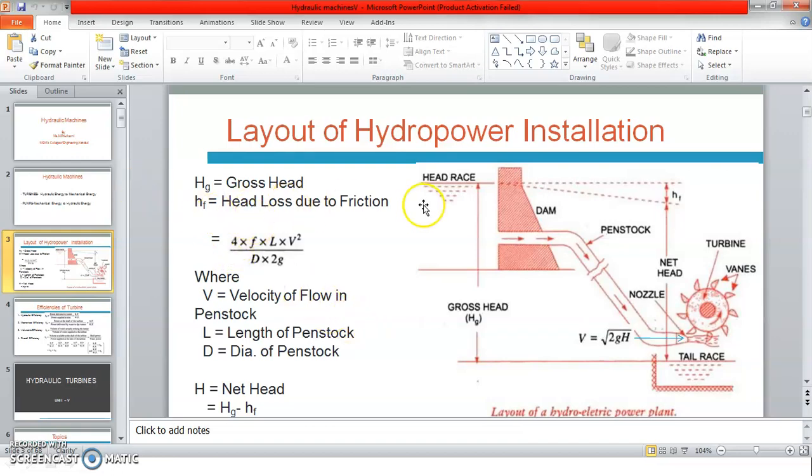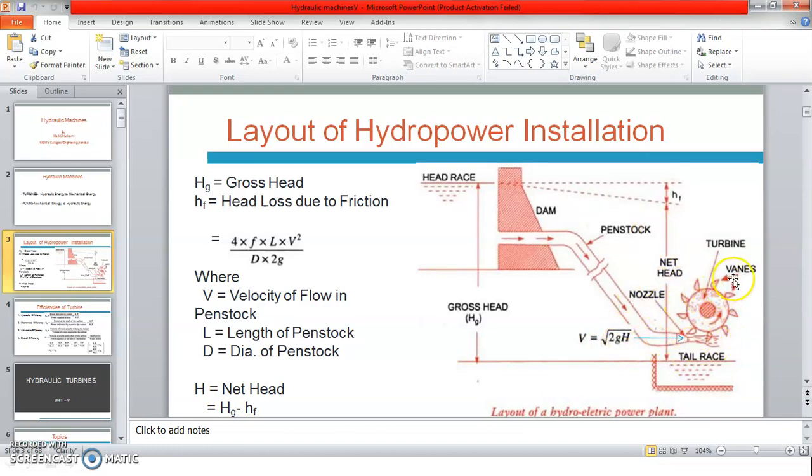Hf is nothing but the head loss due to friction. When water moves through this penstock, there will be friction between the water and the internal circumference of the penstock. That is denoted by 4fLV squared by 2gD, which we have seen in the case of flow through pipes. The net head is the gross head minus the head loss due to friction. So H is nothing but Hg minus Hf. Velocity is given by square root of 2gH. So the net head is here.